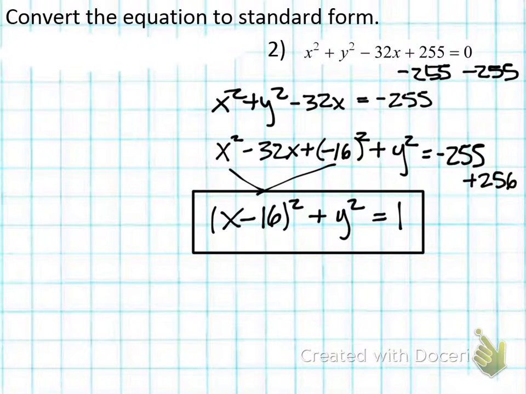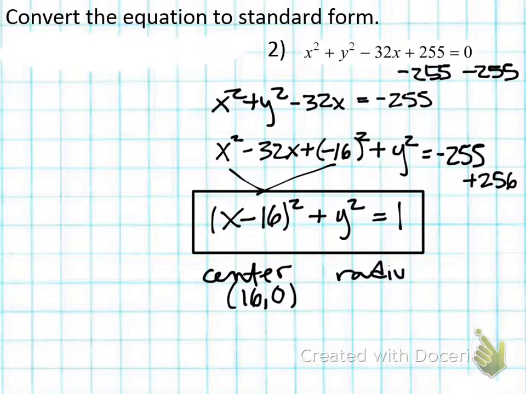Okay, again, I could get the center and radius now that I know the standard form equation. So what is the center for this circle? 16, 0. Okay, what's the radius? It's just 1. Okay.